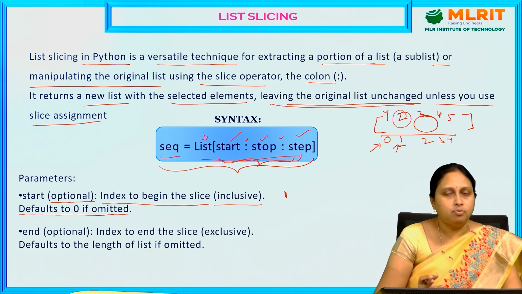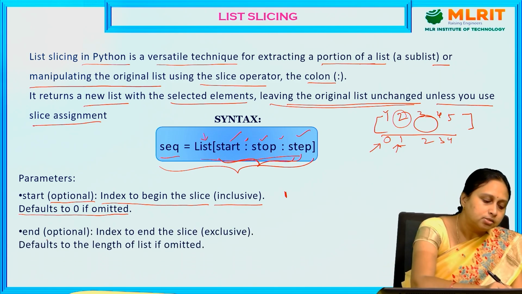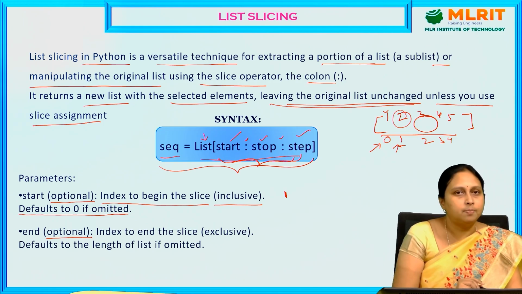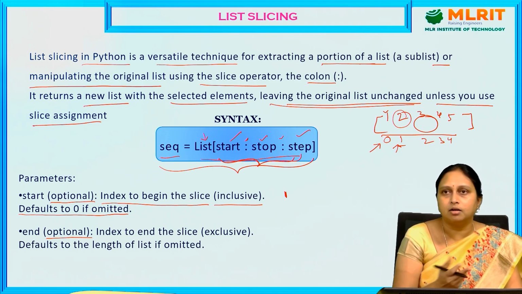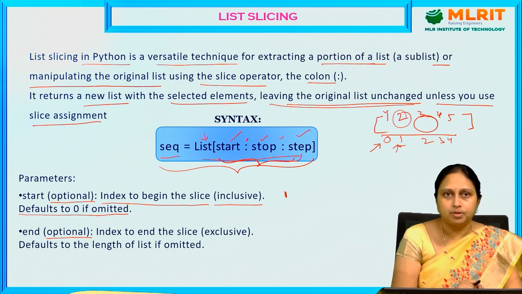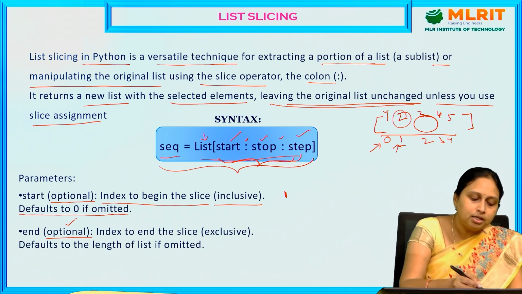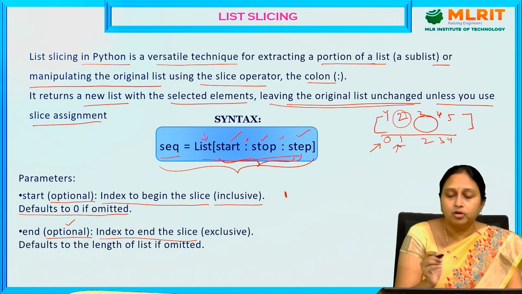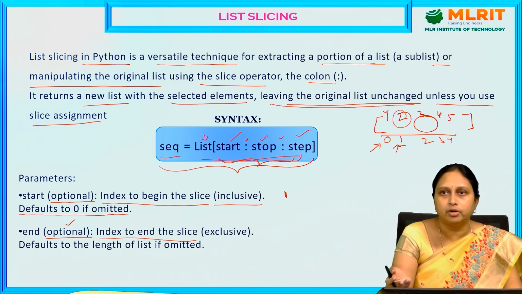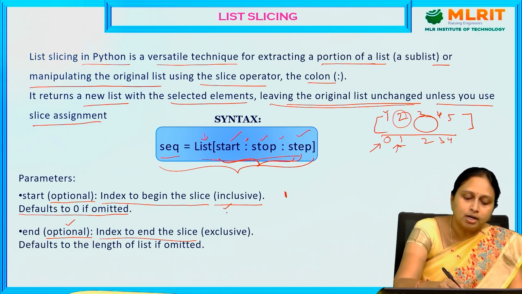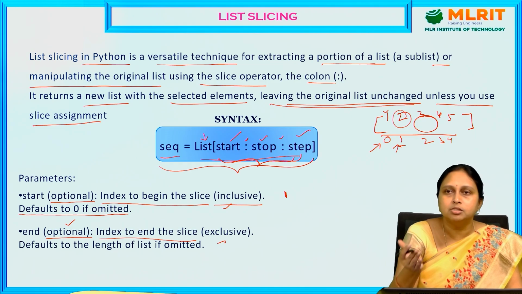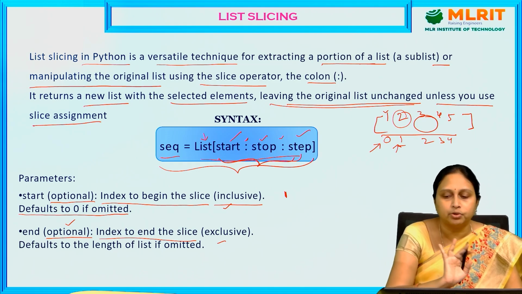Stop or end, both are the same. Here, stop is nothing but where we are going to stop or where we are going to end your list to be displayed. In this case, this is also an optional one, the index to the end of the slice. Here, what is the index of the end where we are going to represent? That is called exclusive. This is inclusive and this is exclusive.